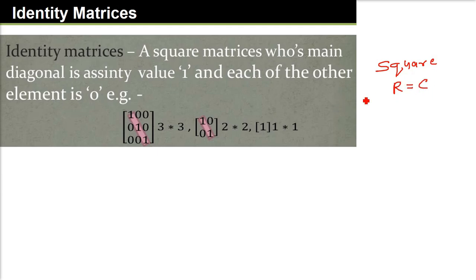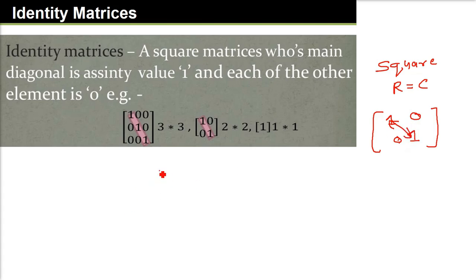So it is a square matrix whose diagonal is 1, other elements 0. The rows and columns have to be equal, then only you will get the diagonal. See, if I am writing 1 1 at the diagonal, just assume it to be a square. The diagonal has 1 1, other values are 0. So this kind of matrix is called an identity matrix.